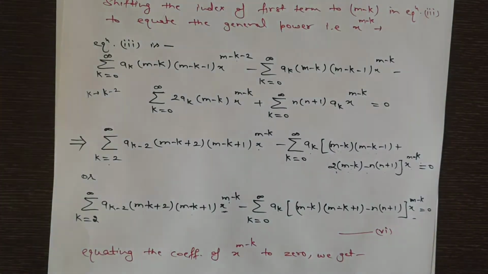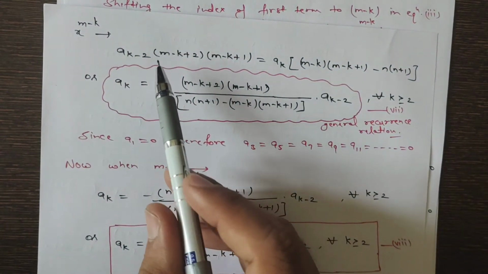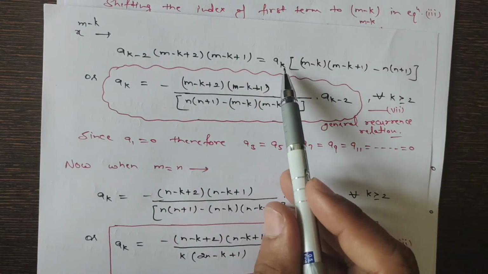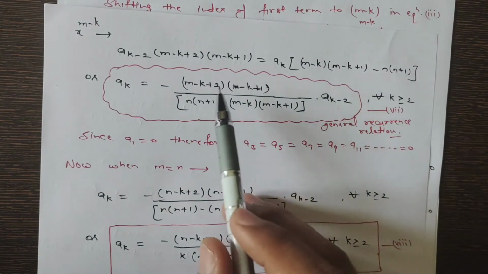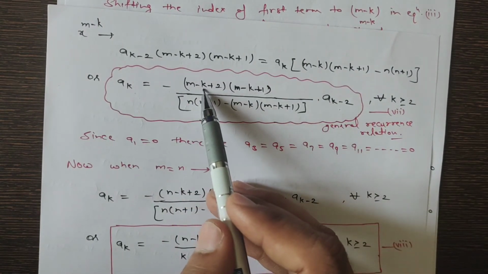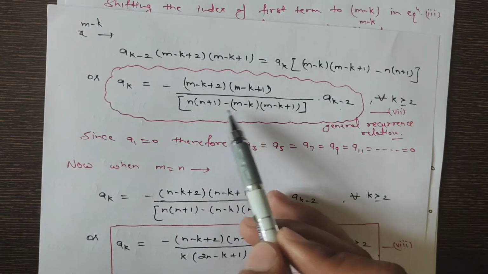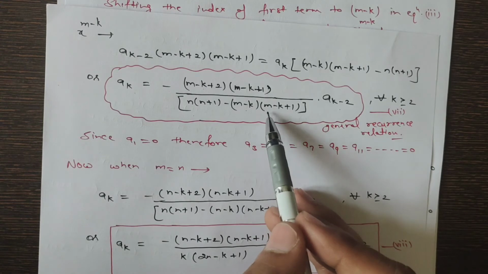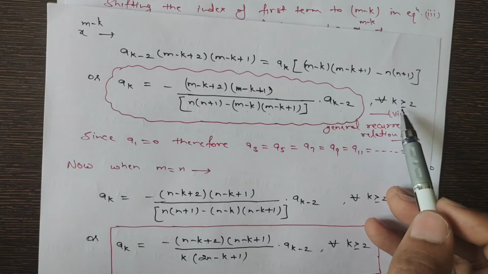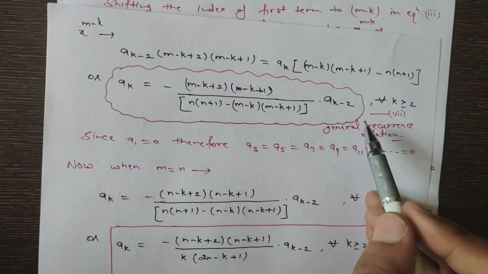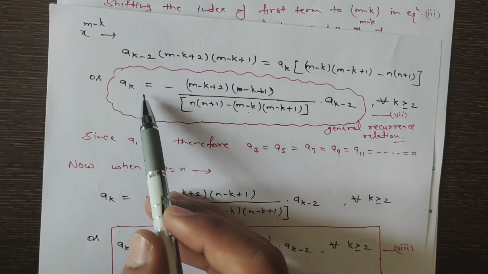And what will we have? We simply have this expression, that a_{k-2} times this equals a_k times this, and from here you can have the value of a_k in terms of a_{k-2}, and this will be minus (m-k+2)(m-k+1) divided by [n(n+1) minus (m-k)(m-k+1)], and this recurrence relation holds for all values of k greater than or equal to 2. This is known as the general recurrence relation, or you can say it is the recurrence formula to find the various coefficients.